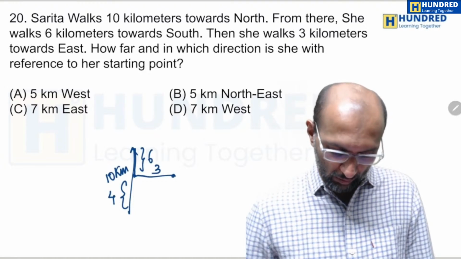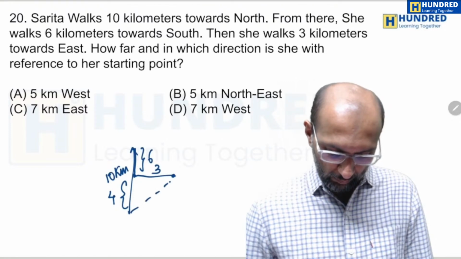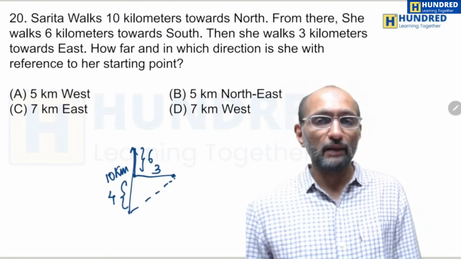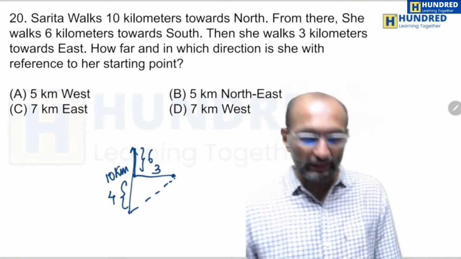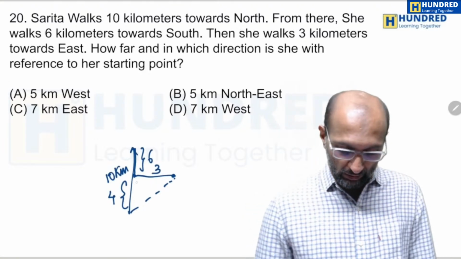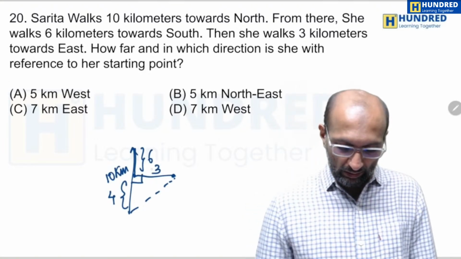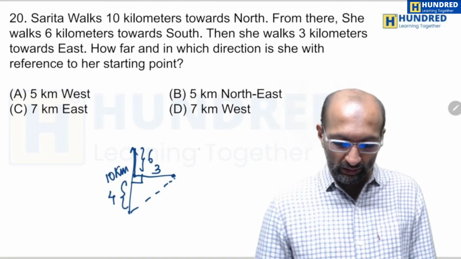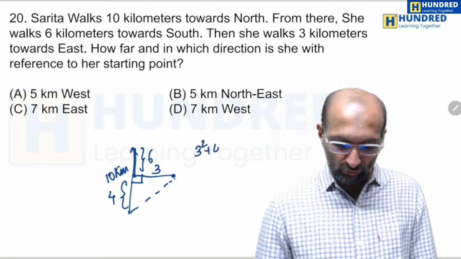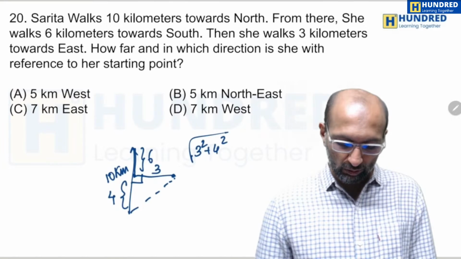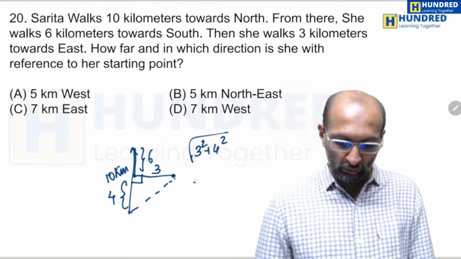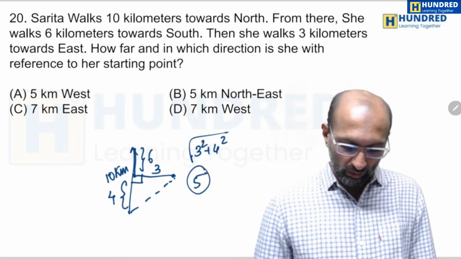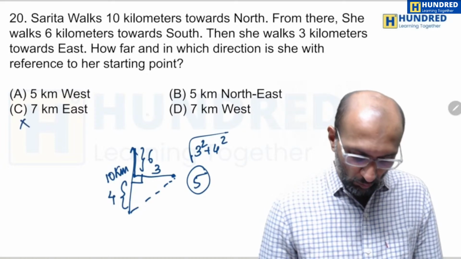How far is she from the reference starting point? So very simple pa. Ellame theriyum. Pythagoras theorem irukka illaya? Can you see it? This is 90 degrees. 3, 4, what can be the hypotenuse? 3 square plus 4 square, square root. 9 plus 16, 25, square root of 25 is 5. Okay, so the distance is 5.